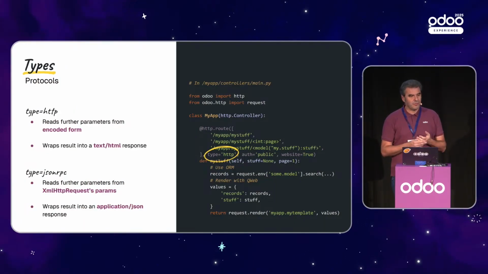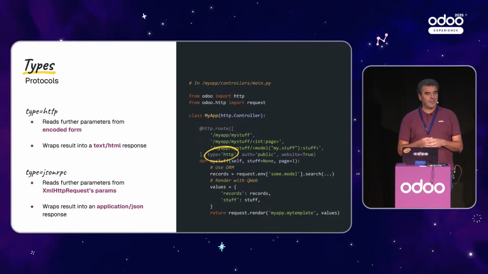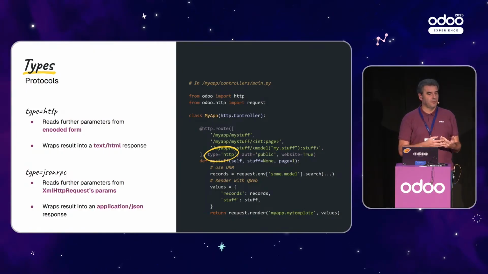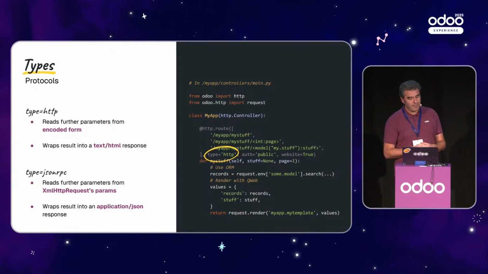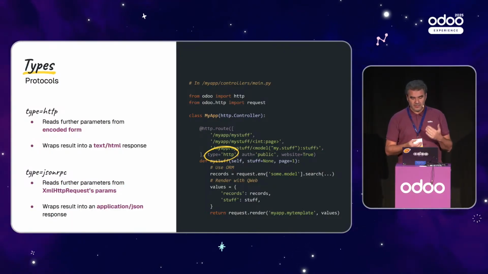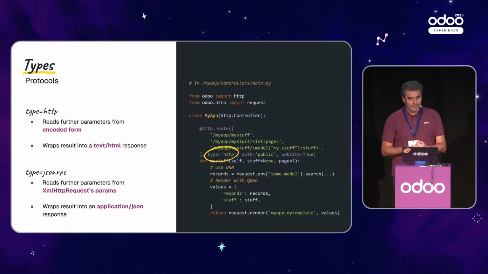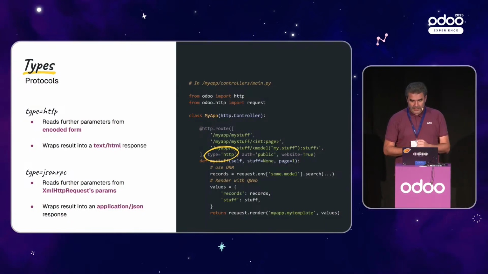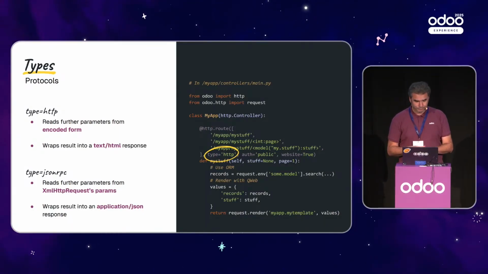The route decorator also has parameters. There is a type parameter which indicates what is being produced by the route, so that you know if it's a route about HTML or JSON. If you say type equals http, then the route is expected to produce HTML. And if you use type equals jsonrpc, which just changed, as explained by Julien, it is then generating JSON data.